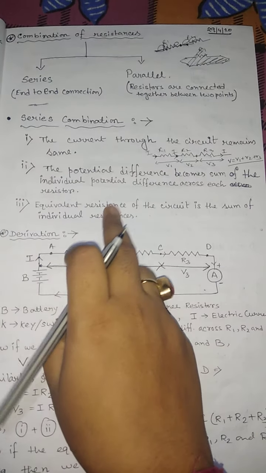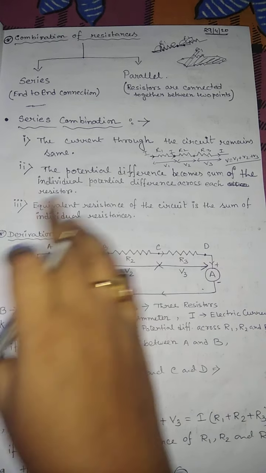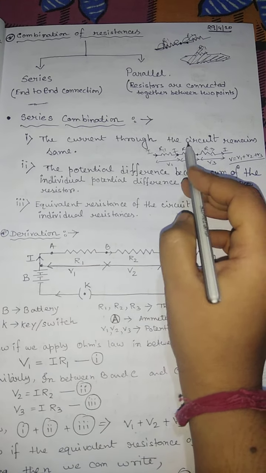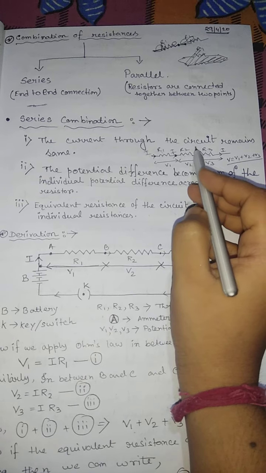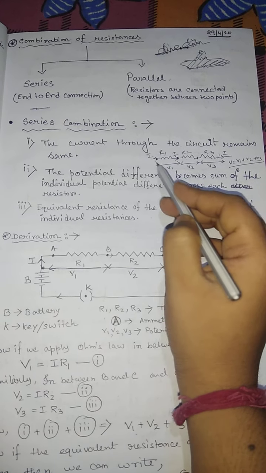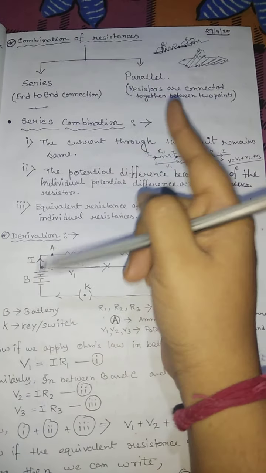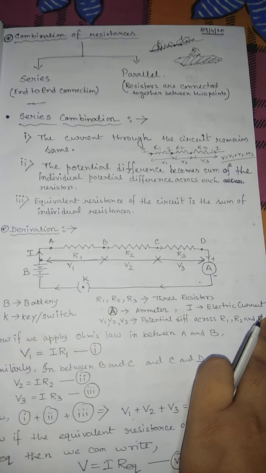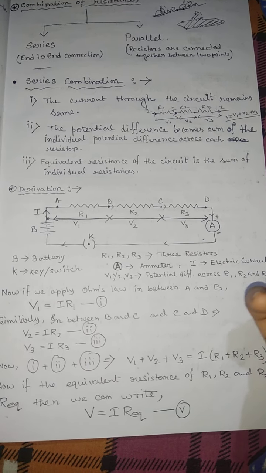We will prove this third one. Equivalent means that in place of these three resistances, we use only one which is equivalent to them. Whatever value we get using these three, we get the same value using only one resistor in place of the three. That is called equivalent resistance. So now let's see the derivation.